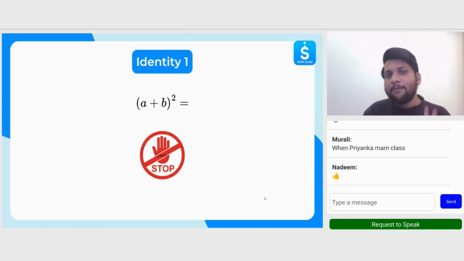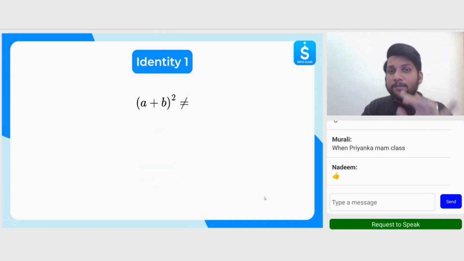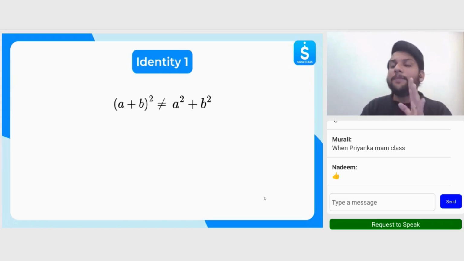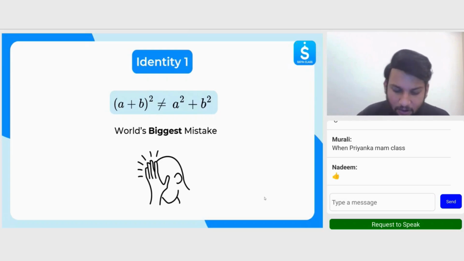But wait. Before we understand what a plus b whole square equals to, let us understand what it is not equals to. So first thing, a plus b whole square is not equals to a square plus b square. And my dear students, let me tell you, this is the world's biggest mistake that everyone had made or will make or is making right now. Let me tell you why.